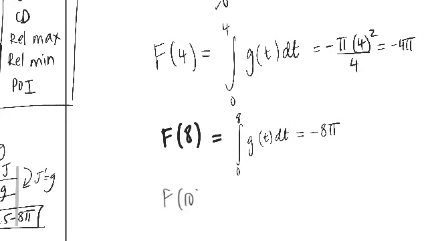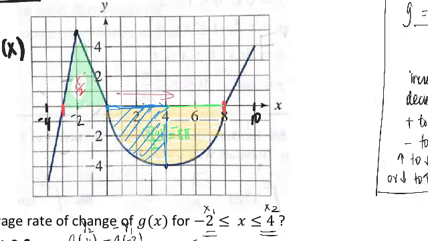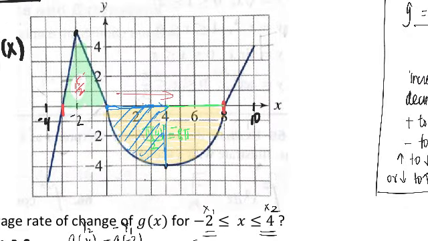F of 10, let's think about F of 10, right? Here I'd be starting here and I go all the way to 8, and so big F of 8 is negative 8 pi, and then I now have to add in this area here, right? This red area here, which is the area of a triangle. This triangle area is 1/2 of 2 times 4, which is 4. Okay, so then I have to add in 4 to my number that I had before at F of 8.